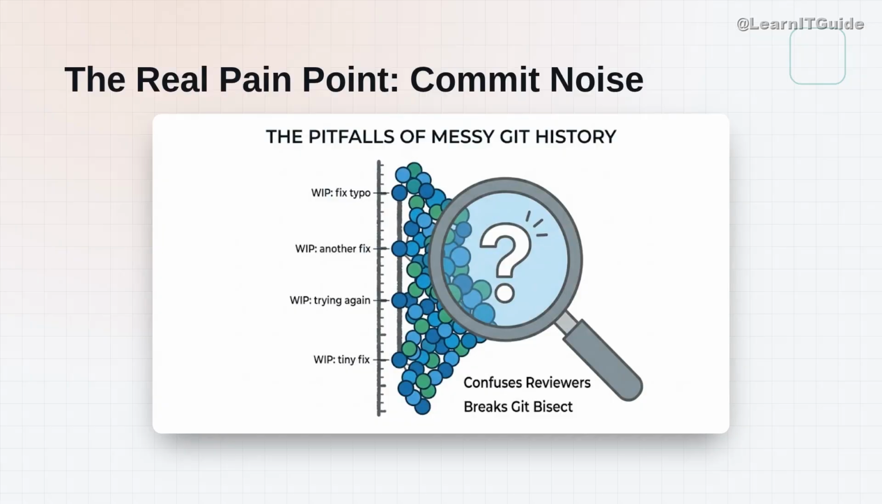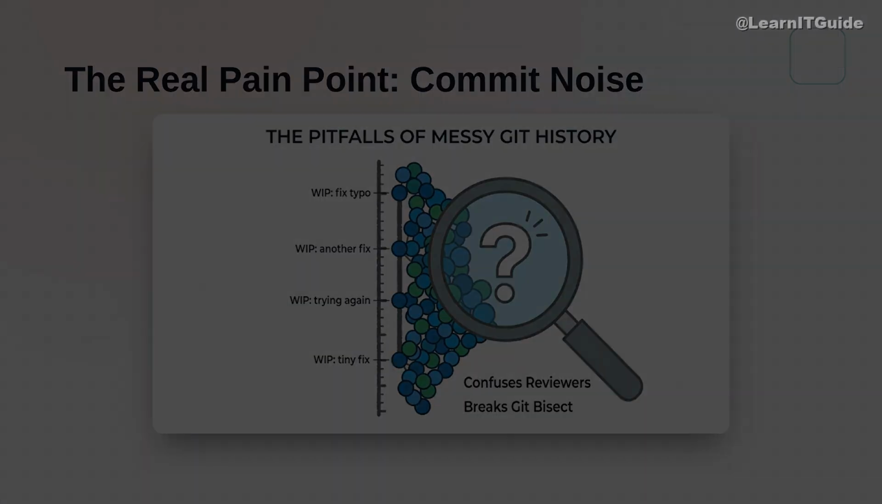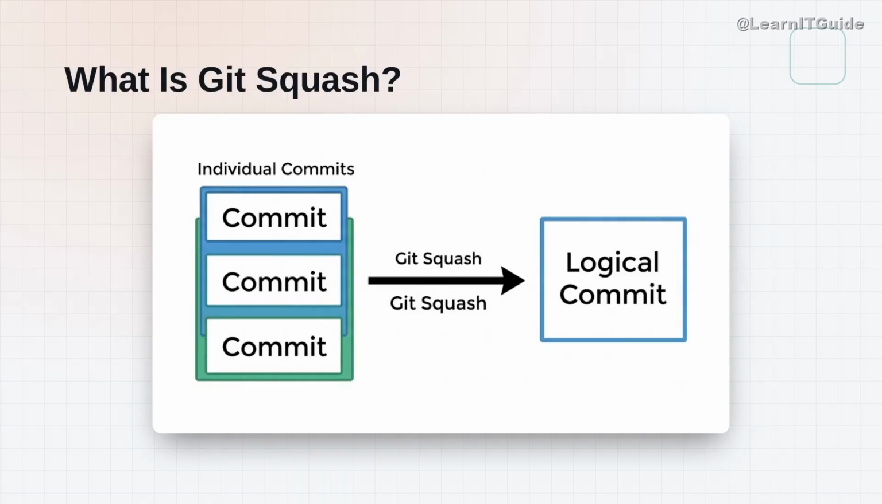So what is the problem with noisy history exactly? When you push every minor change as a distinct commit, you're polluting the repository. Imagine a senior engineer trying to review your pull request, but they have to scroll past 12 commits titled Fix Typo, Another Fix, and Trying Again. It makes the history unreadable and breaks the ability to use automated tools to isolate exactly when a bug was introduced.